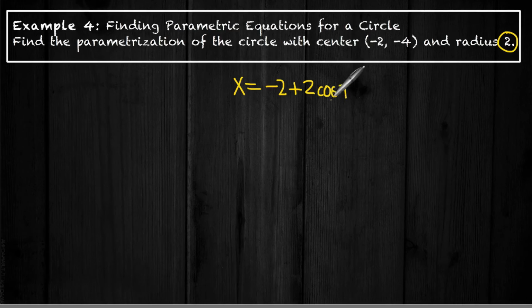It will be cosine because cosine is the trig function that is associated with the x on the unit circle. So I think you can figure out what the y is going to be. It's going to be the y coordinate of the center. So that's going to be -4 plus 2 sine of t. And you're thinking, is that it? Yes, it is. That's just as simple as that. And so now let's just show you on the calculator a couple of things that we can do with this.